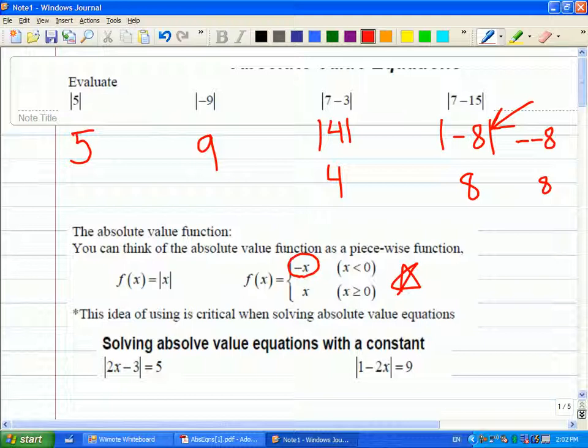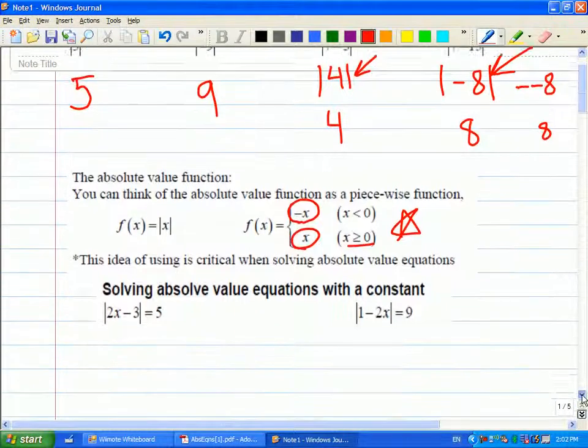If it's greater than or equal to 0, like these ones here, then nothing happens. So we just leave it the way it was, unchanged. So that becomes: do nothing if it's positive, multiply it by a negative if it's negative. That's the definition you want to remember.